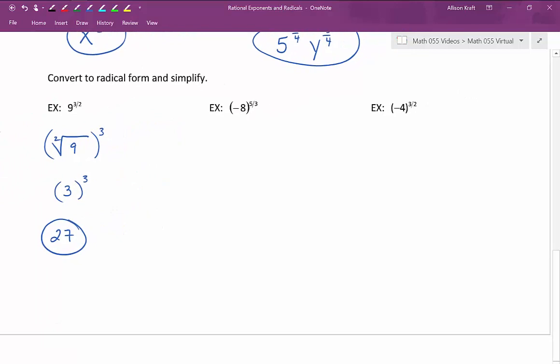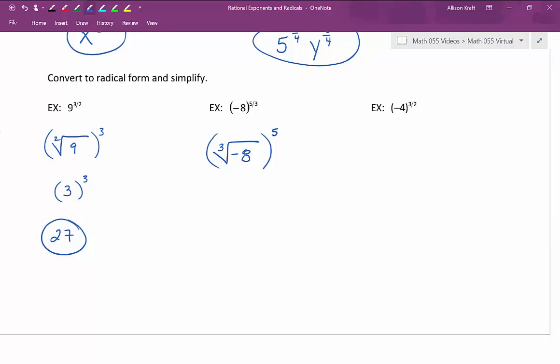Let's take a look at negative 8 raised to the 3/5 power. Notice how that negative 8 is in parentheses. That tells me that the negative 8 is my radicand, so we're going to have a negative underneath of our radical. My index is the same as my denominator, 3, and then my exponent, well, that's going to be the numerator. So we want the cube root of negative 8.